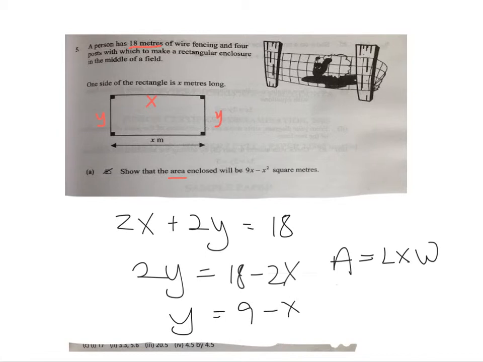And that leaves us with 9 minus x. So we found out that y is equal to 9 minus x. Now we can say that the width is actually 9 minus x. So W is 9 minus x. And L is x. So x by 9 minus x gives you 9x minus x squared.